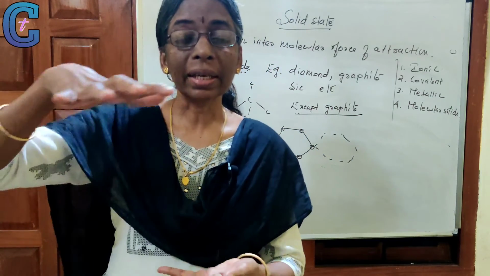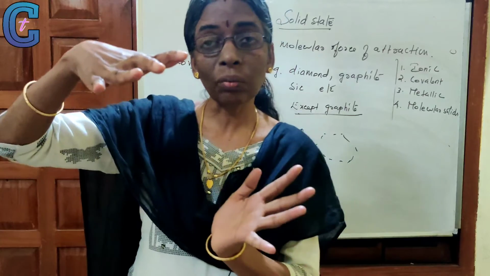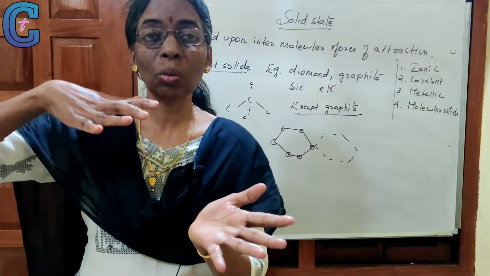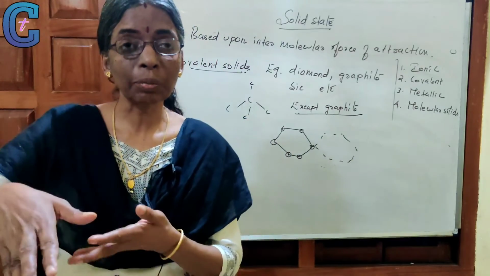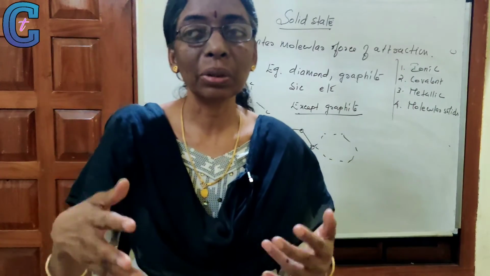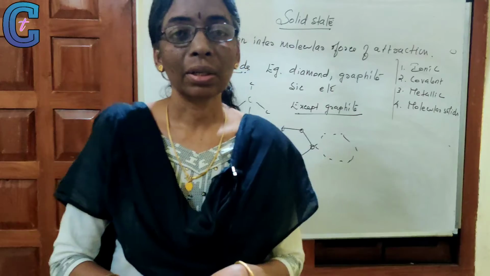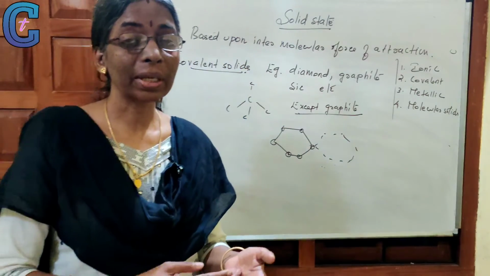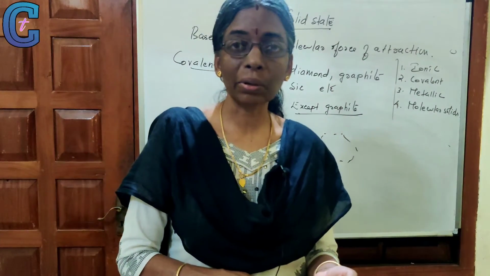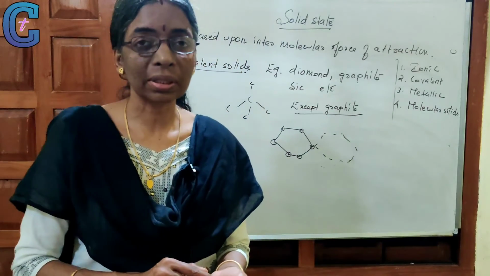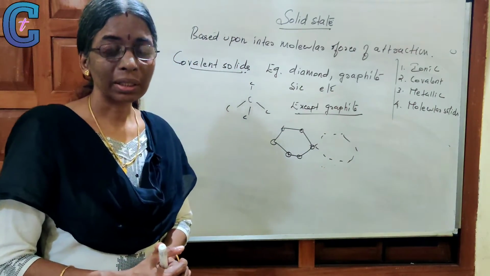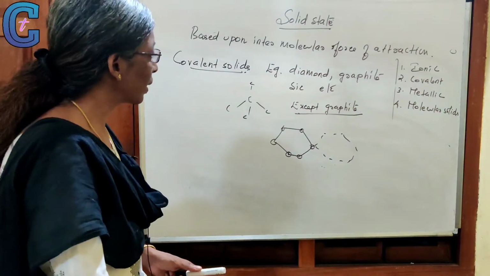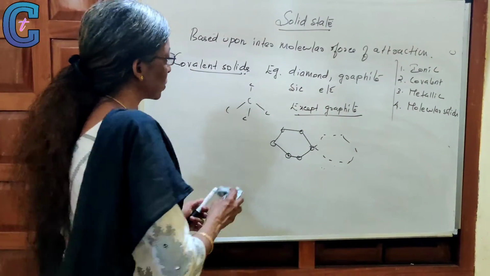Here, in the layered structure, there is a gap in between, so one layer can slide over the other layer. Because of this property, graphite can be used as a lubricant. So what is the use of graphite? Graphite can be used for making electrodes, and graphite can be used as a lubricant in industries.